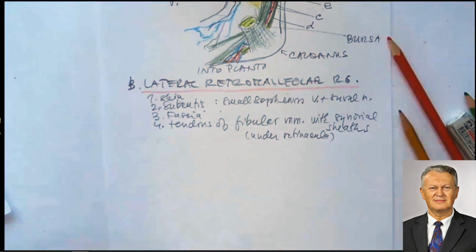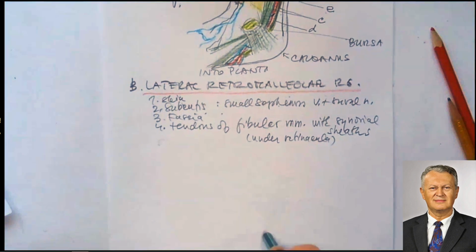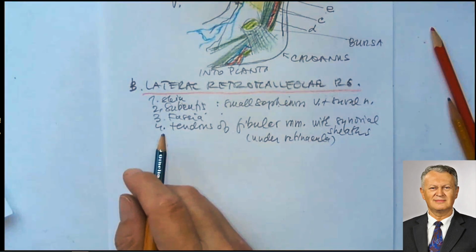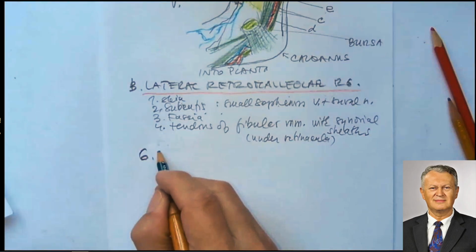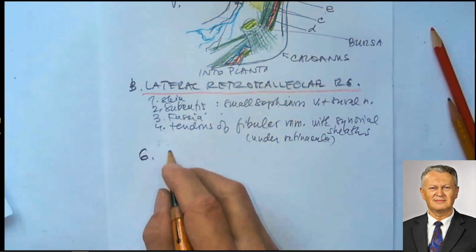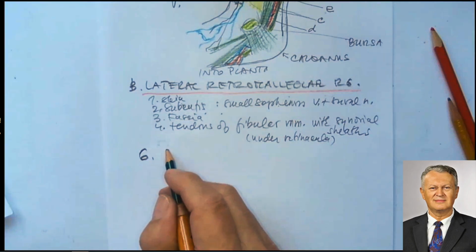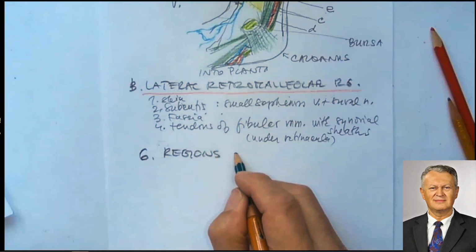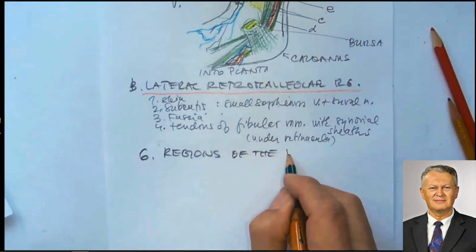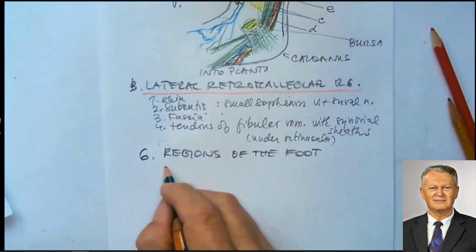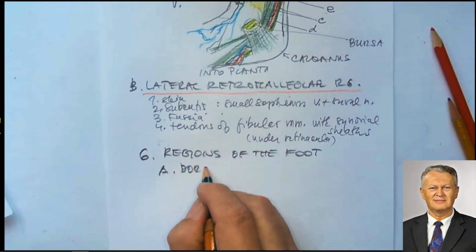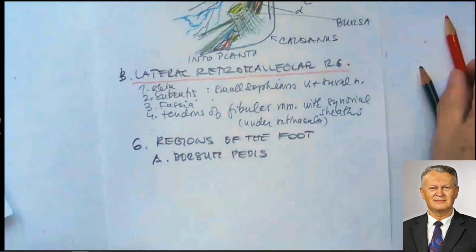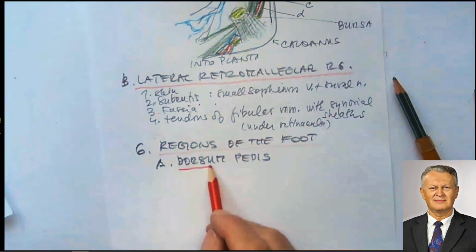And then finally we are finalizing the lecture today. This would be number 6, and this is called dorsum. We could say either 6A, 6B, maybe regions of the foot, and if we divide it into A, this is dorsum pedis, and then B is planta pedis. So regions of the foot.